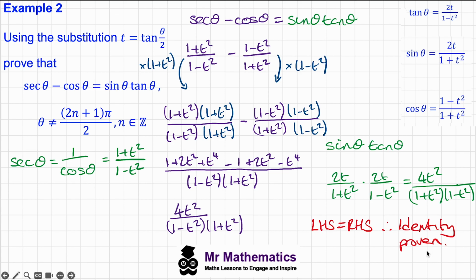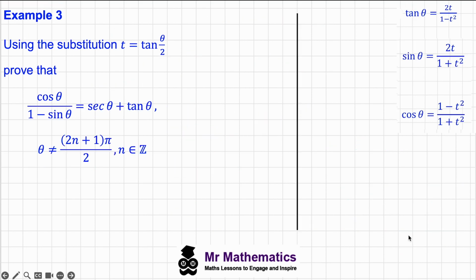Okay, let's try one more identity. For example 3, we're going to prove that cos theta over 1 minus sine theta is sec theta plus tan theta. Do you want to try and do this question yourself? You can pause the video, and when you come back, we'll go through the worked solution.